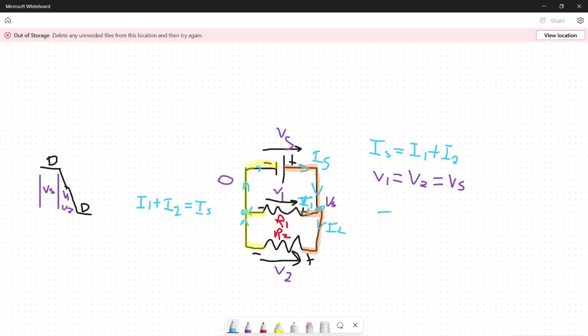So now we know our formula for the total current is IS is equal to I1 plus I2.